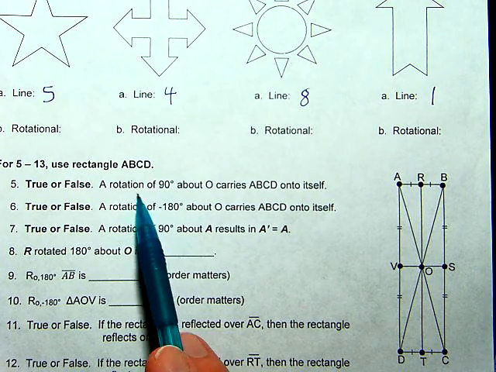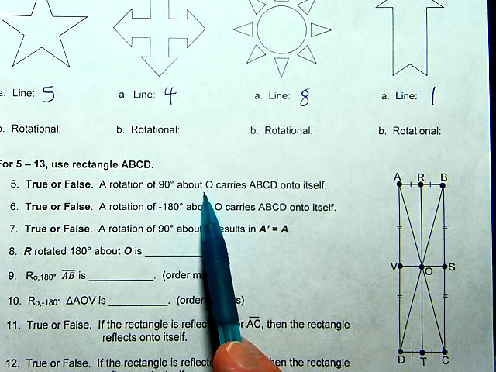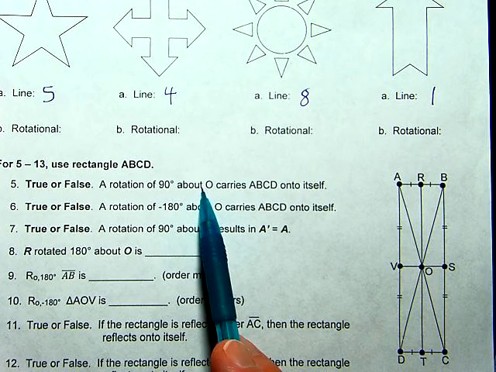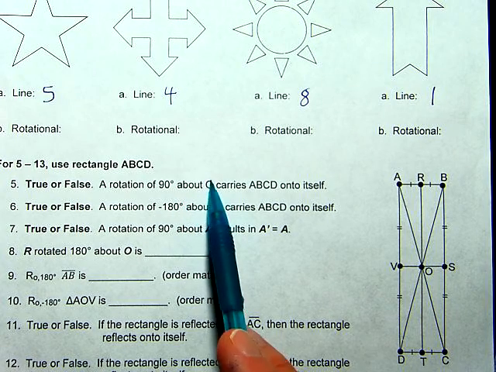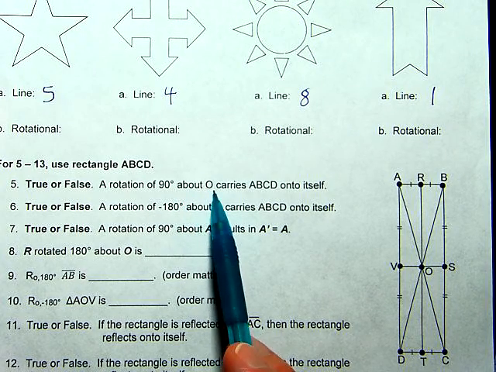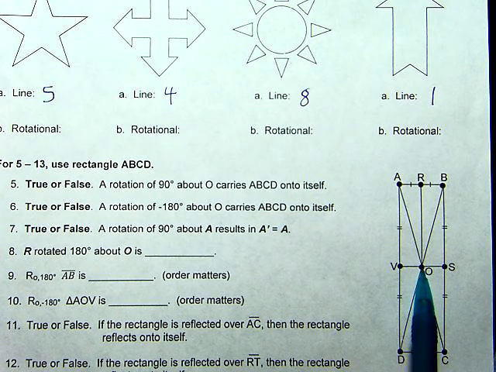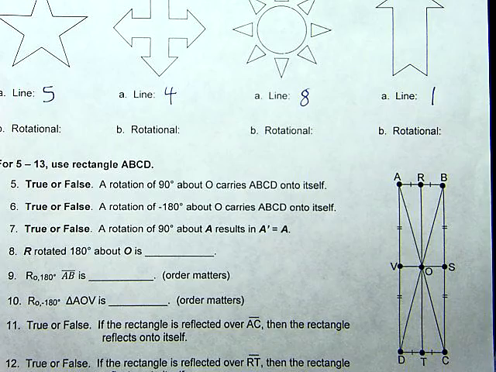What does it mean to rotate about O? When a question tells you you're rotating about O, it means that it is defining the center point to be O, which means the entire figure is going to be rotated around O like we were rotating things around the origin in the last video.